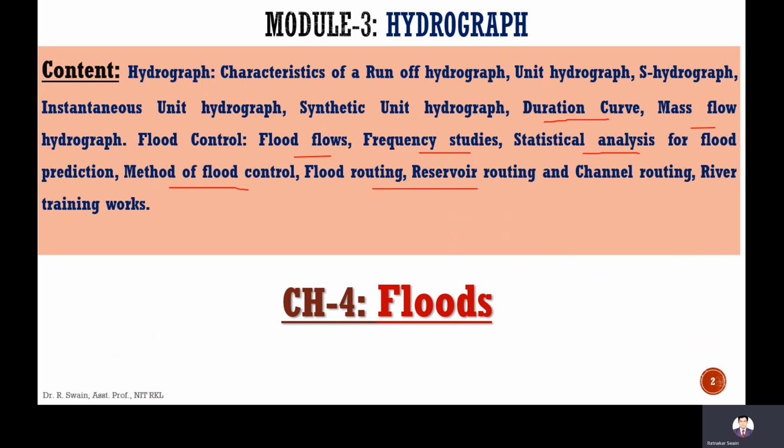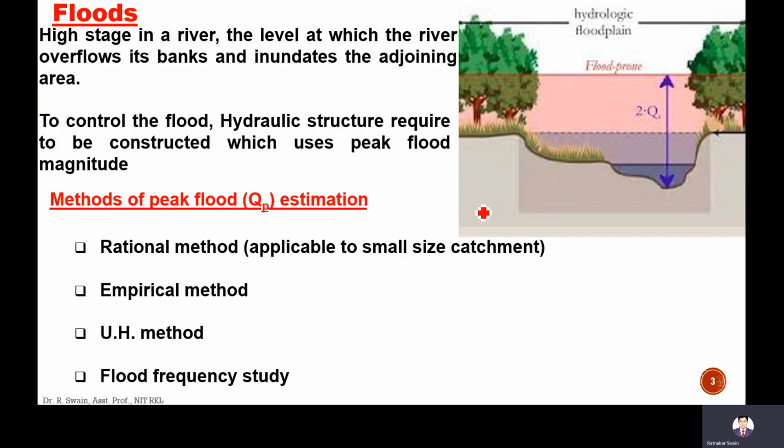So first, what is a flood? A flood is nothing but the high stage in a river, the level at which the river overflows its banks and inundates the adjoining area. Like here in this picture, this is the floodplain area. If the water in the river cross section is more than this floodplain, over the floodplain, then we can say it is a flood.